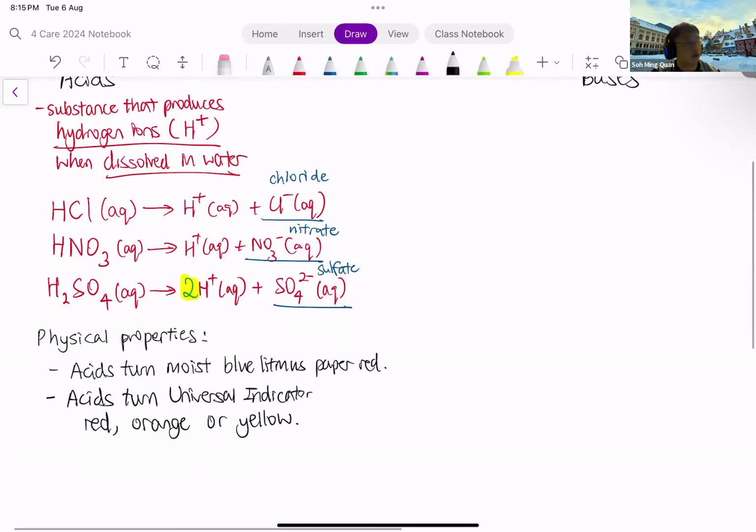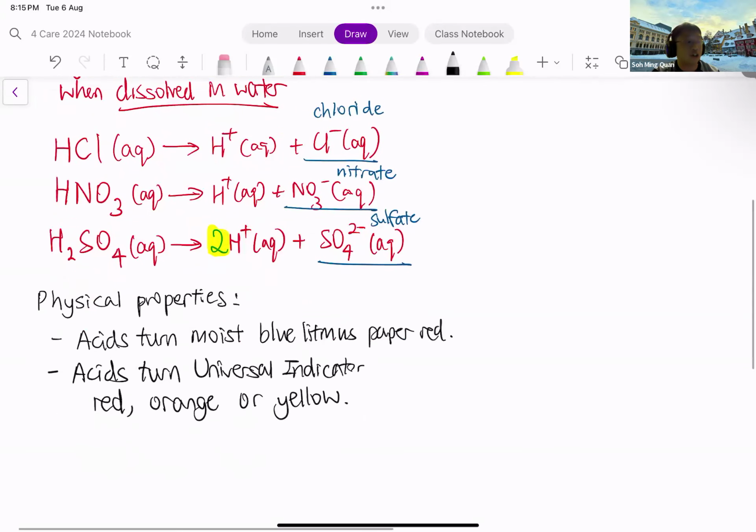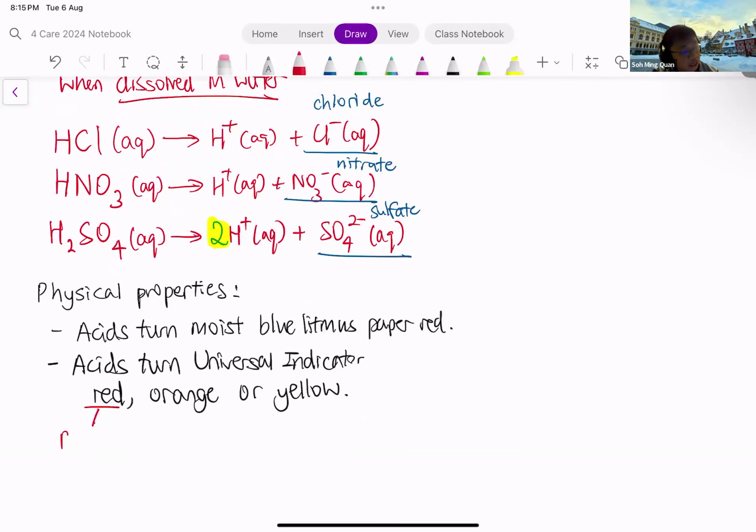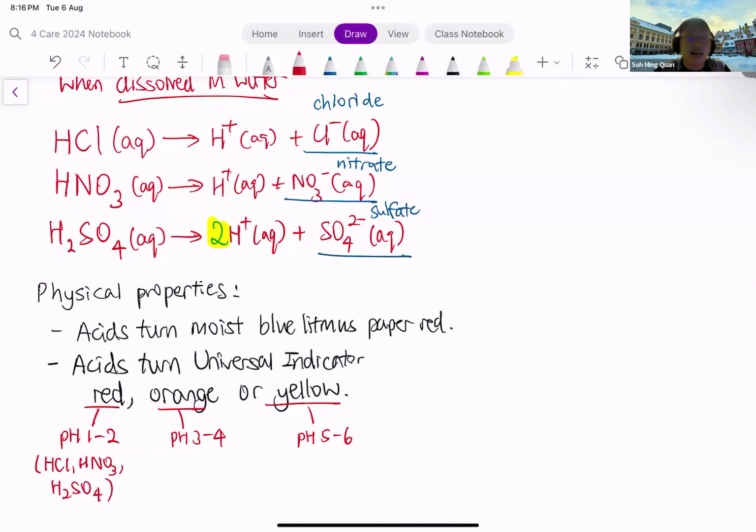Okay, so whether it's red, orange, or yellow depends very much on the pH. Red is pH 1 to 2, orange is pH 3 to 4, and finally yellow is pH value 5 to 6. So this is relatively simple to remember because it's 1 to 2, 3 to 4, 5 to 6. Okay, so your lab acids like HCl, HNO3, these will all fall into the red category because they are strongly acidic. So all three acids in the lab will have a pH of around 1. That's why they will turn universal indicator red.